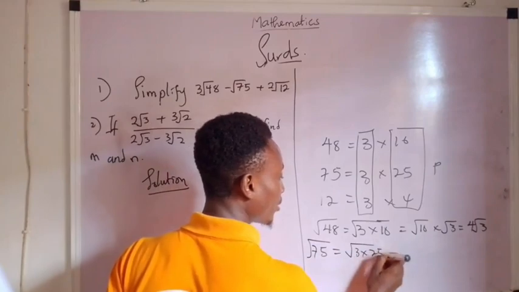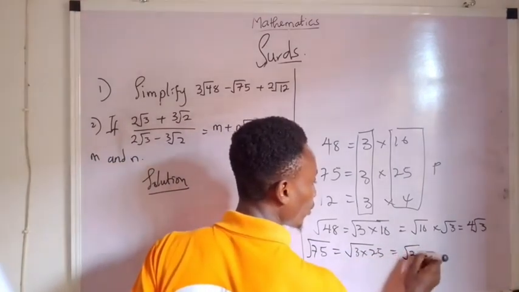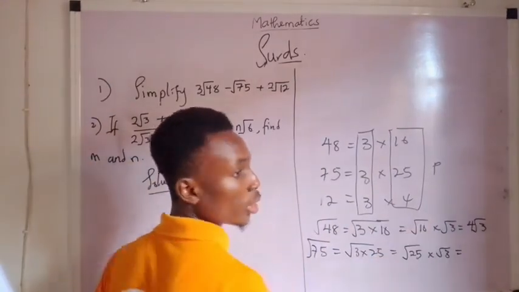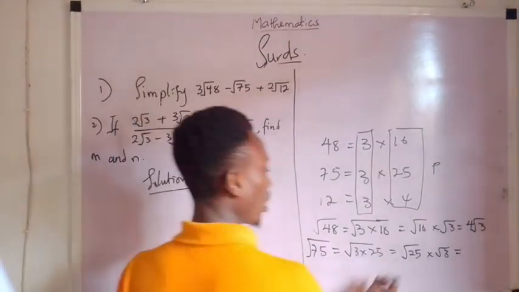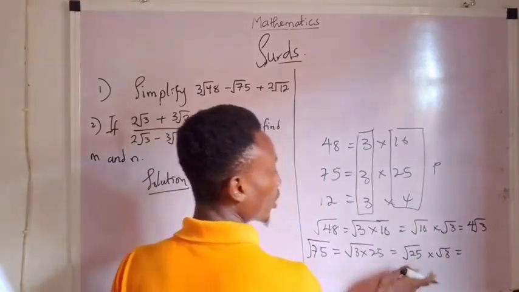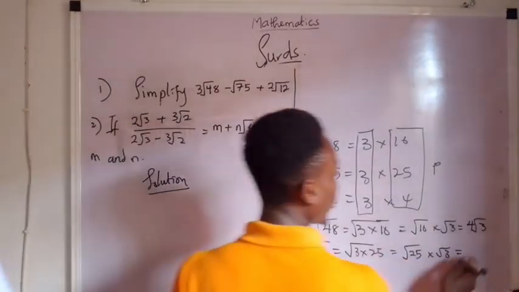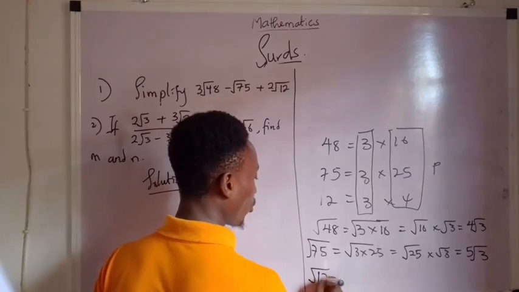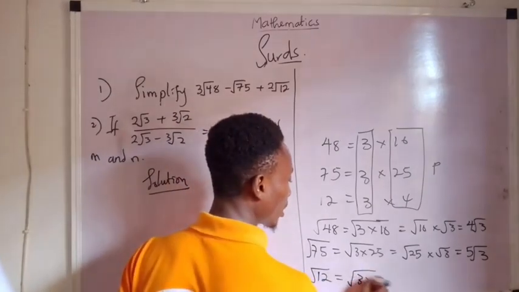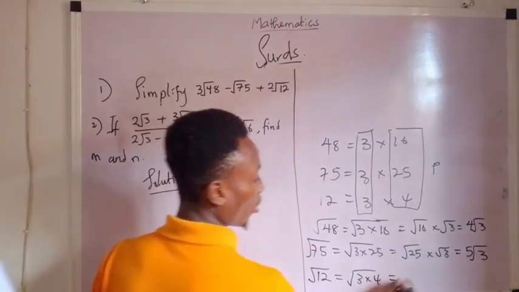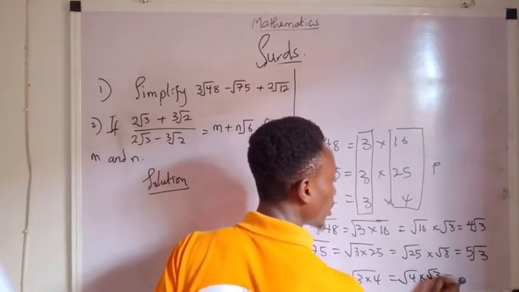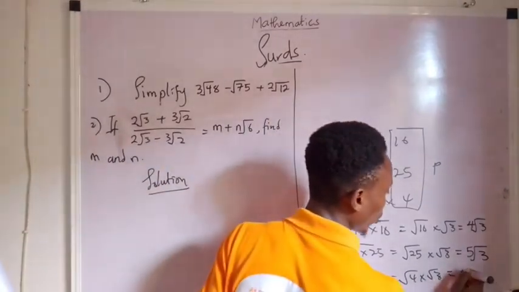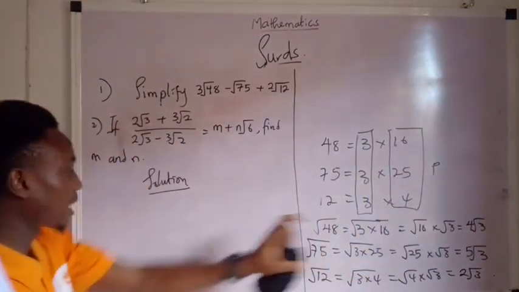Root 75 is actually what? 3 times 25. Now, root 25 times root 3. Of course, you know we are reversing the law of multiplication here, right? Okay. Now, root 25 times root 3. Root 25 being what? 5. 5 times root 3 will give us what? 5 root 3. Then you have what? Root 12. Root 12 is what? Root 3 times 4. Now, root 4 times root 3 is actually what? Root 4 being 2, times root 3 will give us what? 2 root 3.